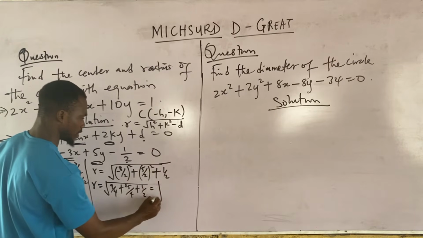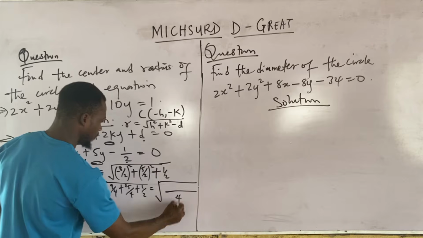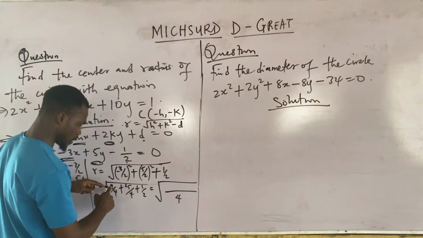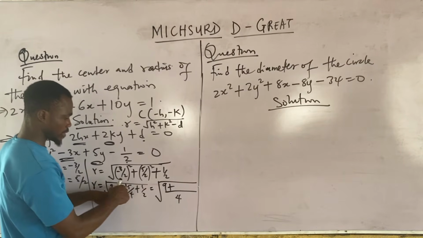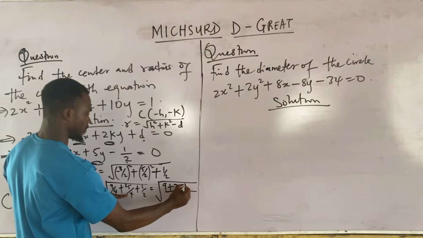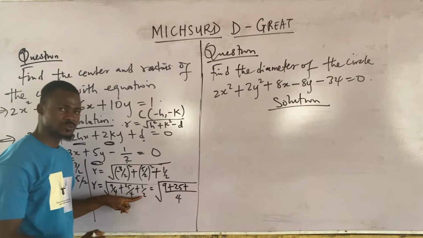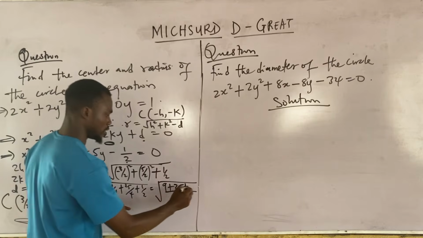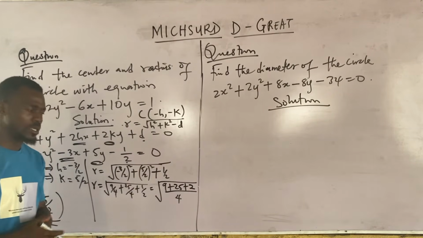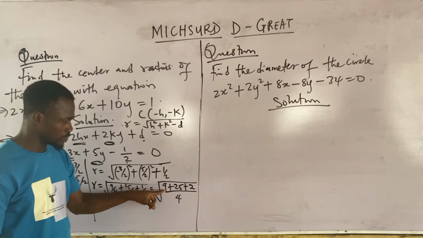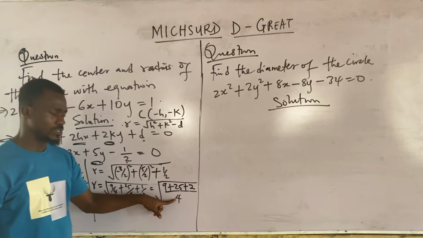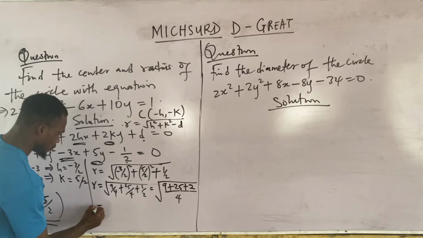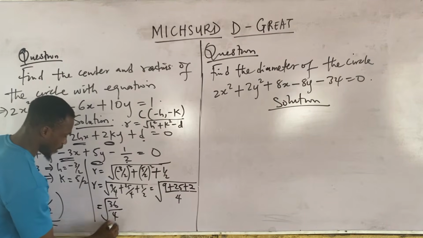So if we are to solve that, the LCM here is 4. 4 into 4 is 1, 1 times 9 is 9. Plus 4 into 4 is 1, 1 times 25 is 25. Plus 4 into 2 is 2, 2 times 1 is 2. So we have this. Now, if we punch this, 9 plus 2 is 11, 11 plus 25 is 36. So we have 36 over 4. So this is the square root of 36 over 4.